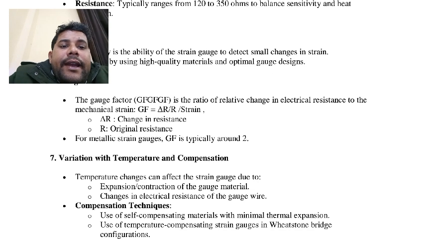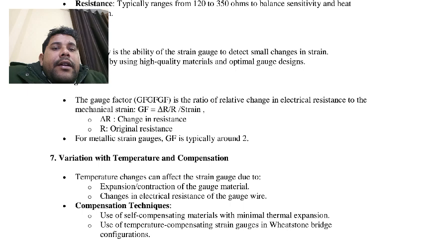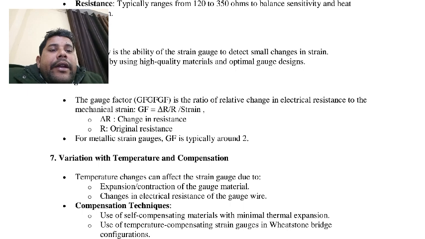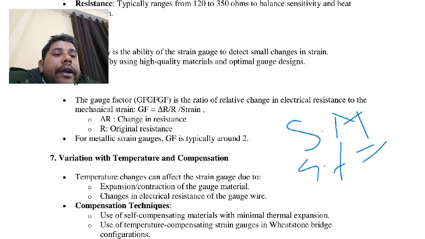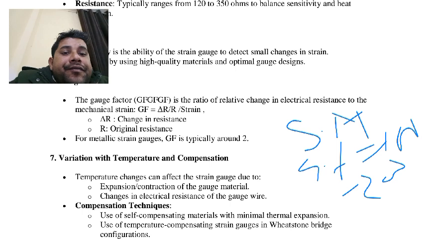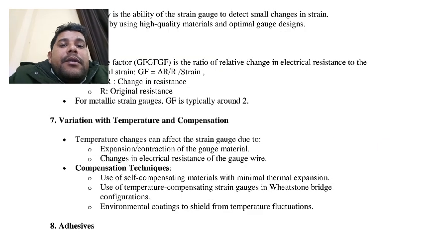For a metallic strain gauge, the gauge factor is typically around 2. For semiconductor materials, the gauge factor GF is around 150 to 200. Then, the variation with temperature and compensation.